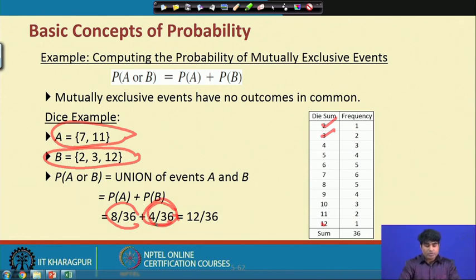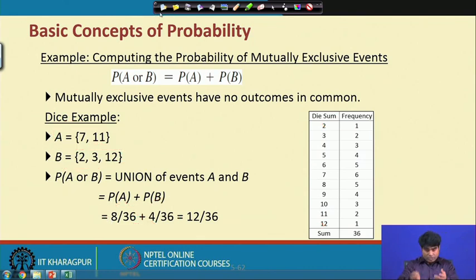So, then the probability of A or B will be 8 by 36 plus 4 by 36, which is exactly equal to 12 by 36. So, this is another way of calculating the probability, and this may be useful in a situation where you can actually take a management decision accordingly.